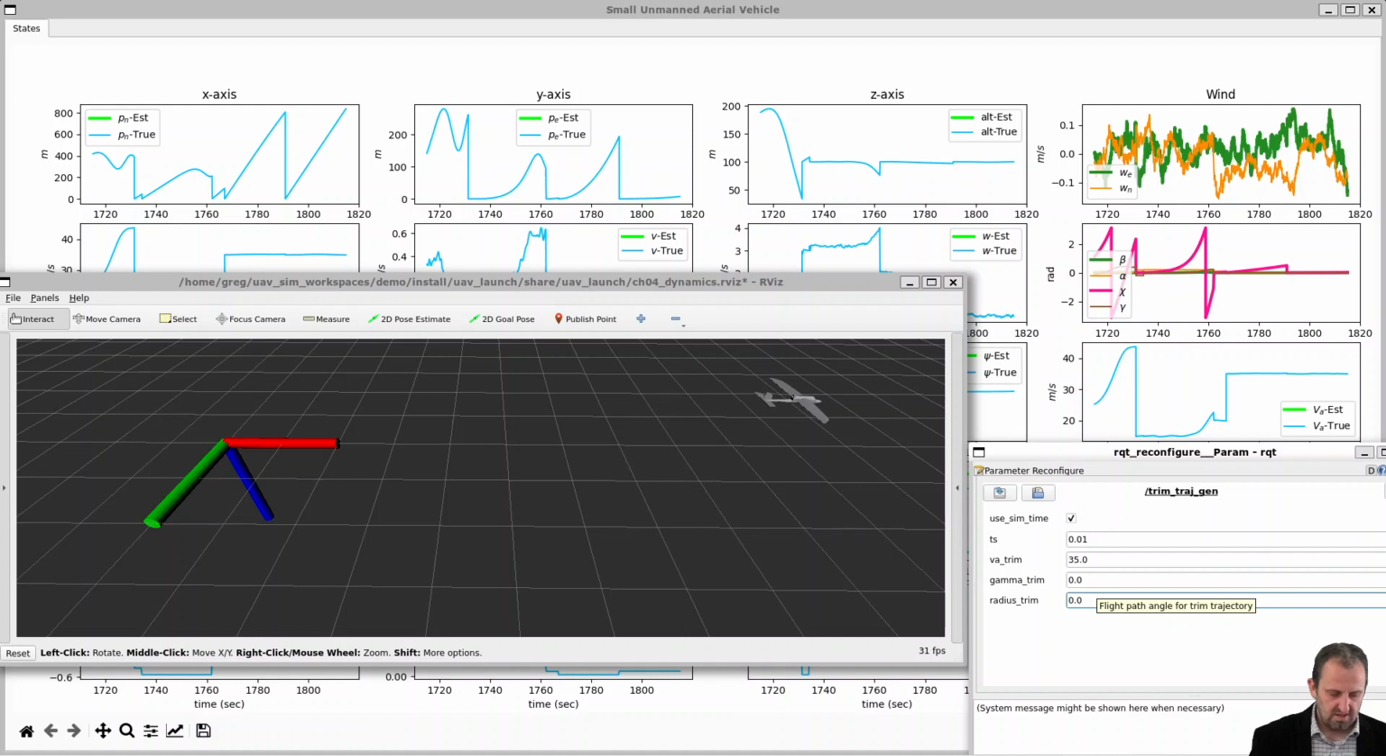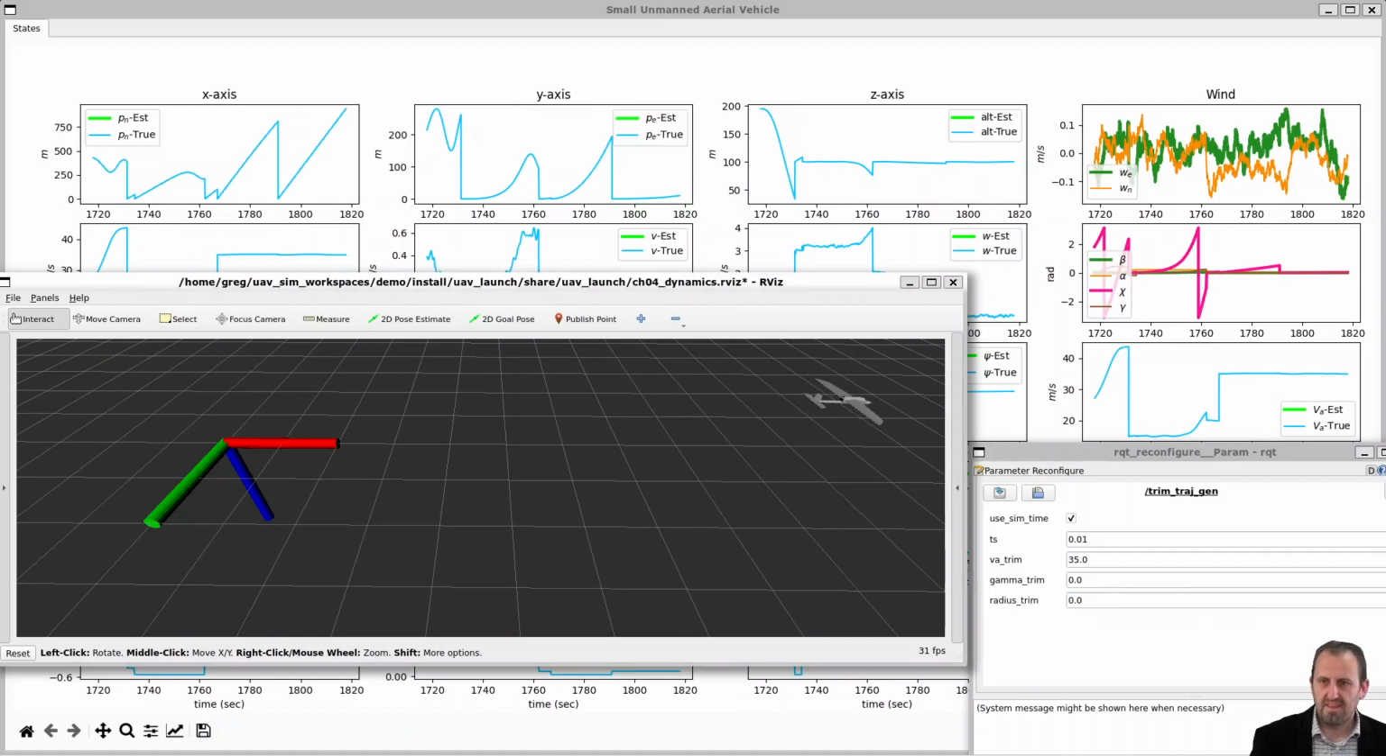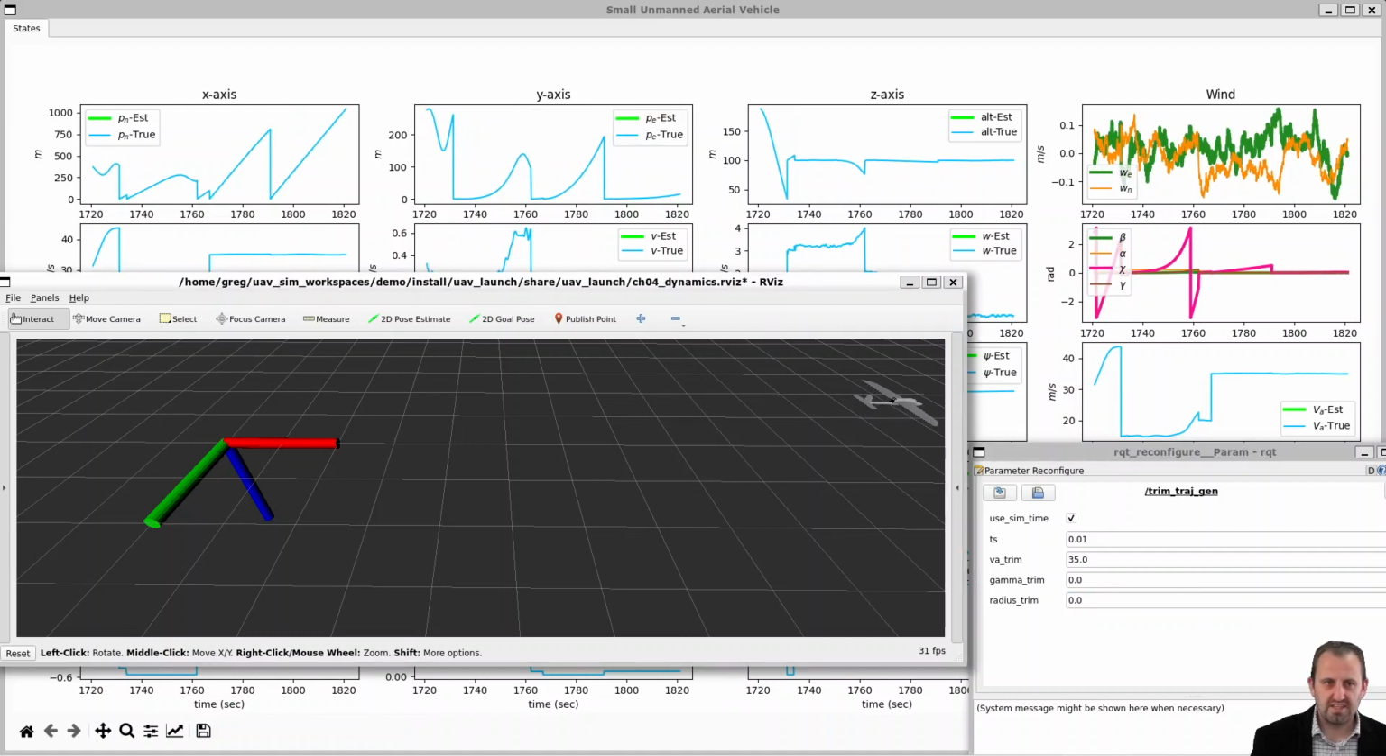Perfect. All right, so there you have it. Now we can create these trim trajectories.